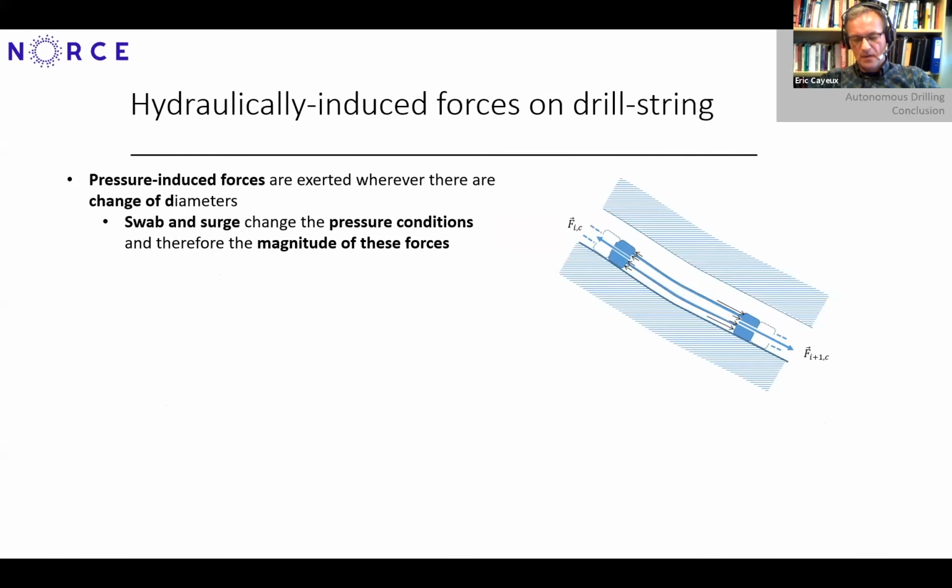Now, the flow is also inducing forces along the drill string. You have a difference of pressures between the two sides of two joints due to pressure drops, pressure gradients in the annulus, but also inside the string. This creates forces. And if you have an axial movement of the drill string, so therefore you have swab and surge, those forces will change. And this will have an impact on the stability of some of those torsional oscillations that I've mentioned there.